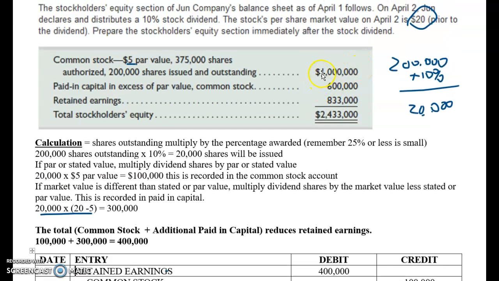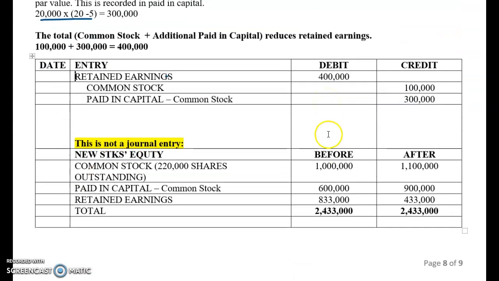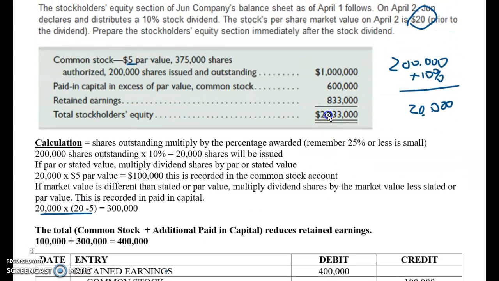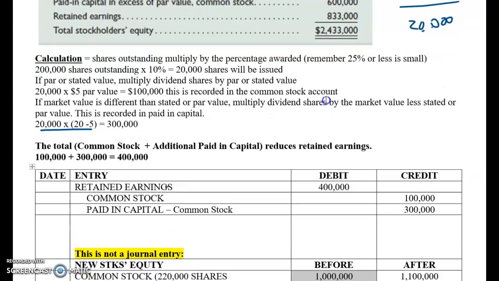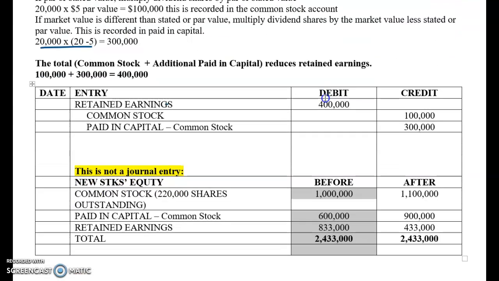So as you can see here, the equity section before the small stock dividend, this is it. I'll just give you a minute to compare the two. You look at the notes on the screen. After, let's talk about that because that's very important. After. So we had common stock that was $1 million, now after the small stock dividend, it's $1,100,000 because this $100,000 increased it. We have paid in capital of $600,000, but now it went up by $300,000, and now it's $900,000.